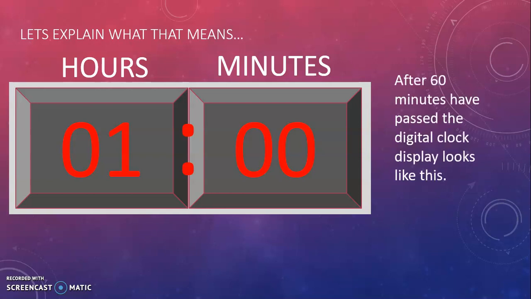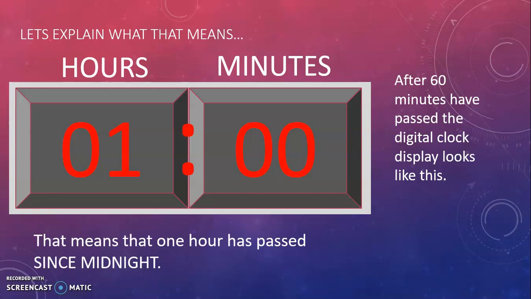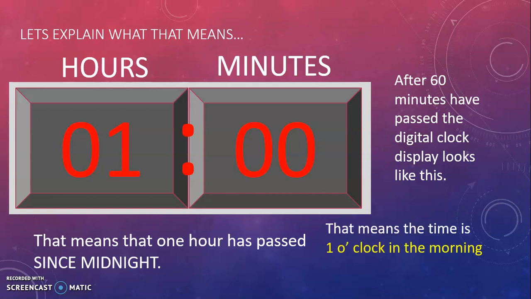After 60 minutes have passed, this is what the digital display looks like. That means that 1 hour has passed since midnight, and no minutes. That means that the time is 1 o'clock in the morning.